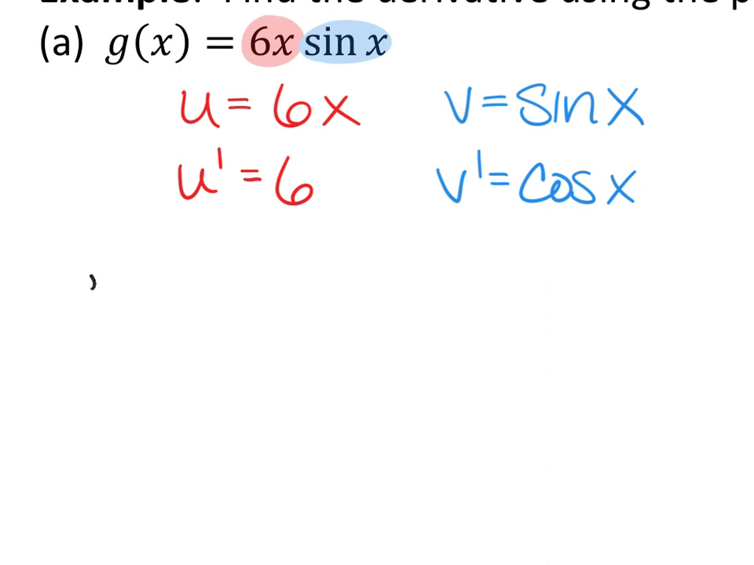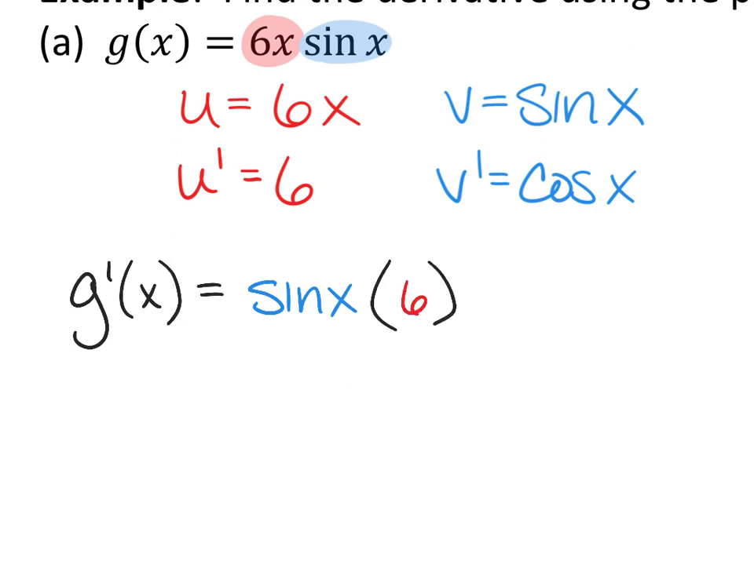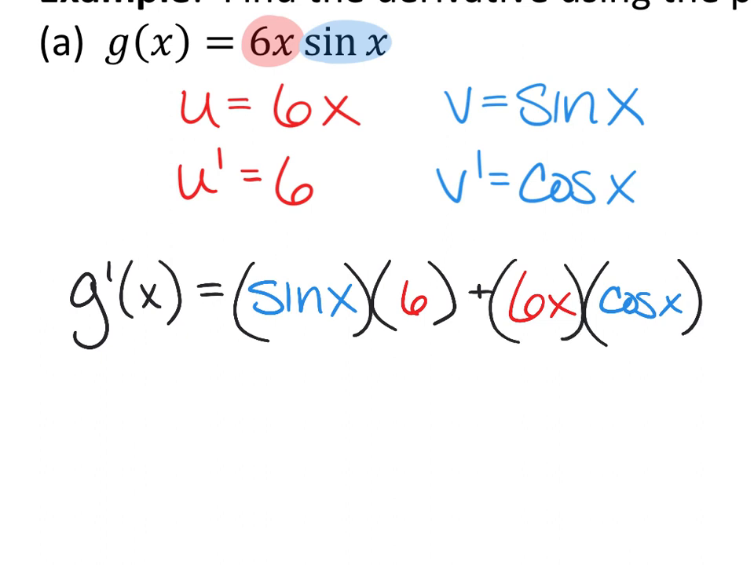So we would say g prime of x is going to be equal to v, u prime, plus u, v prime. See how I've just put it together? If you feel better putting everything in parentheses, you totally can. And for right now, I'm going to show it with a bunch of parentheses, but it's not necessary. The ones I wrote the first time are absolutely necessary.